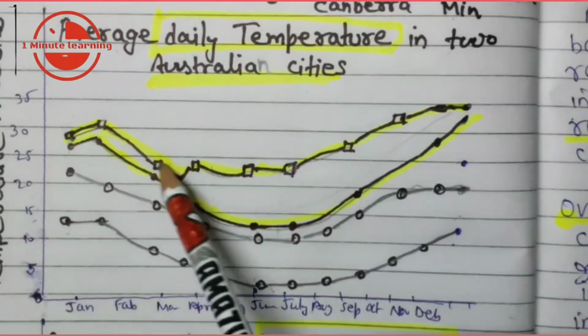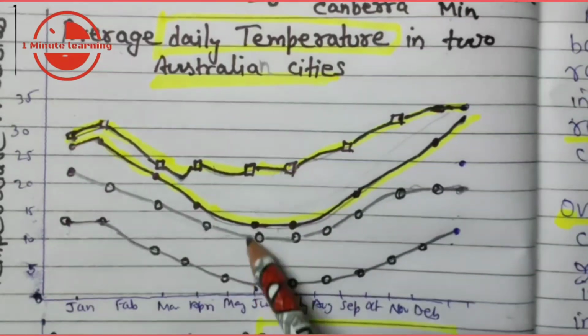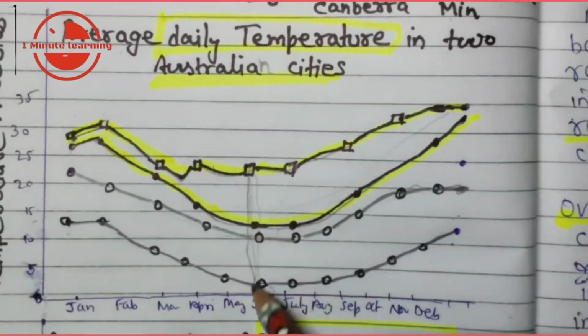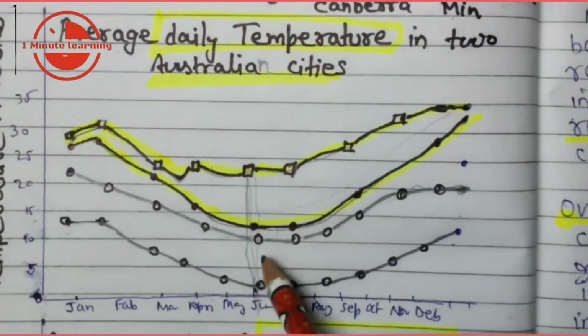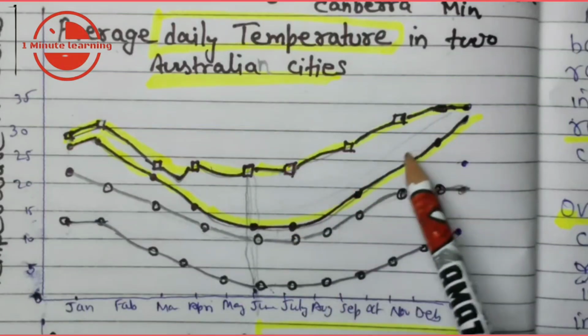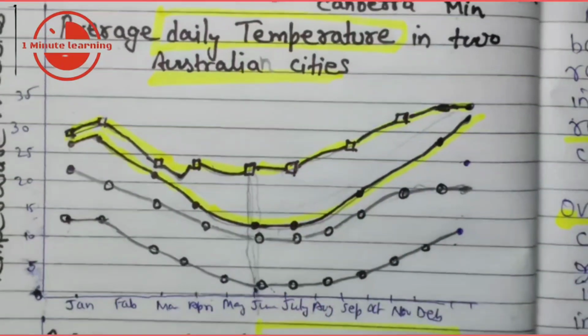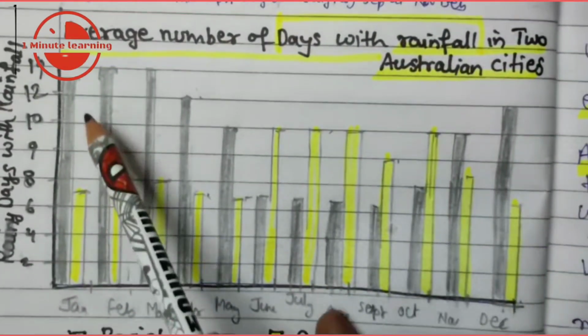Okay, after following the downward trend, for the first 6 months, up to this June, every line is following a downward trend, and in the last 6 months, they are following an upward trend. Okay, this is clear. Now the bar graph. Here I can see this pattern.